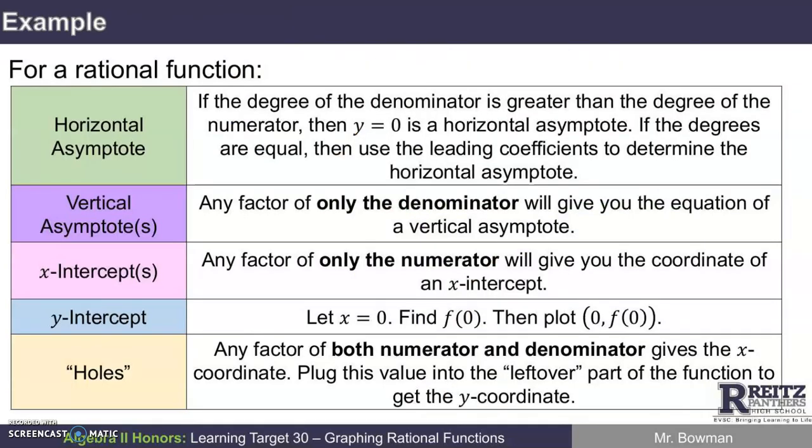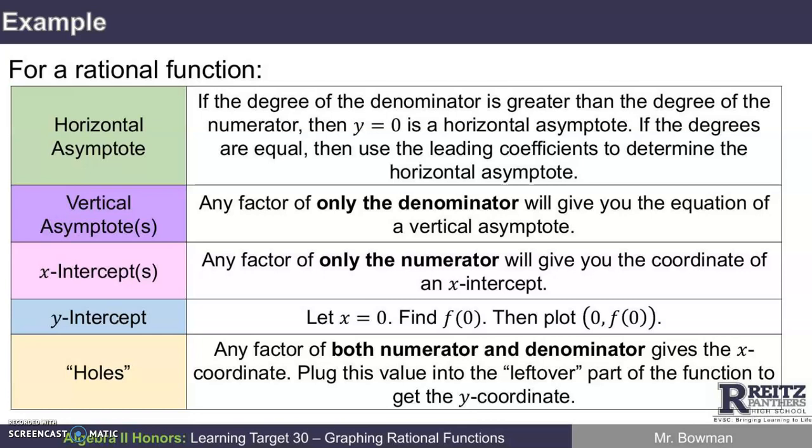Okay, there is a lot of information on this slide, and this is a place where you may want to refer back to or maybe pause and jot some of this down. But for a rational function, a horizontal asymptote, it says if the degree of the denominator is greater than the degree of the numerator, or in other words, if the biggest power in the expression is in the denominator, then y equals 0 will always be your horizontal asymptote.